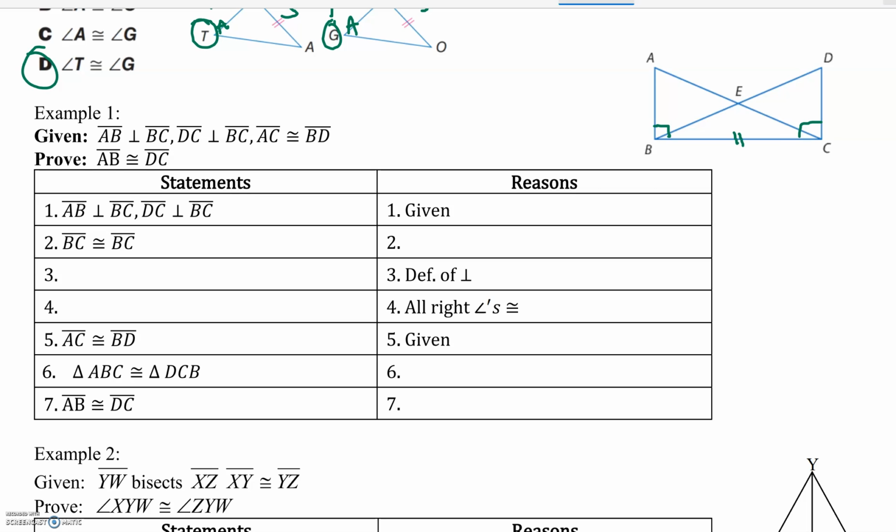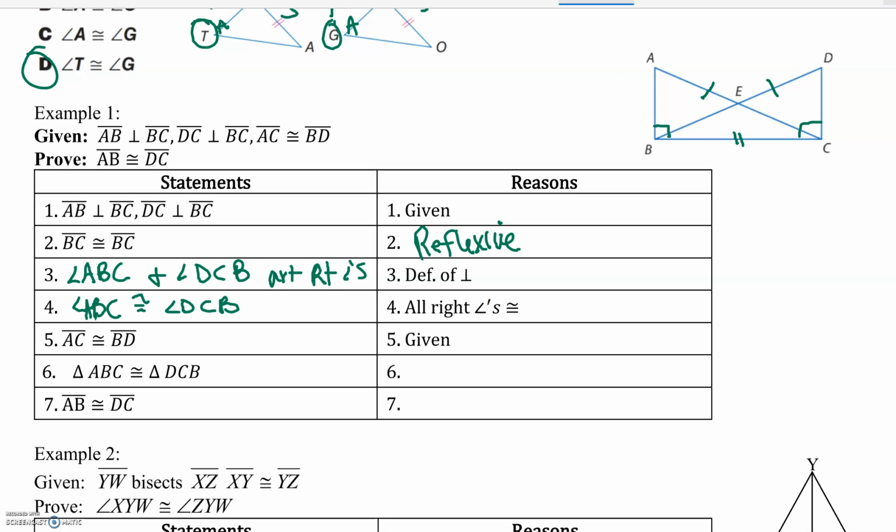BC is congruent to BC, and that is the reflexive property. Definition of perpendicular means that it forms right angles. So angle ABC and angle DCB are right angles. And all right angles are congruent. So that means that the angle ABC is congruent to angle DCB. And we know that it's given that AC is congruent to BD.